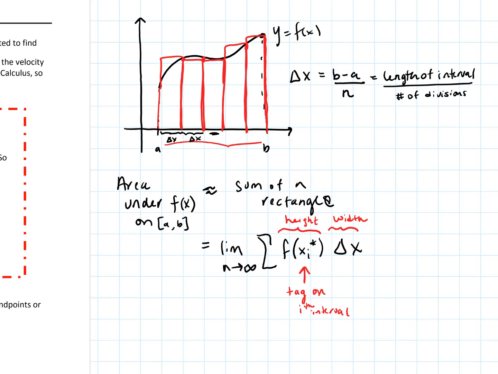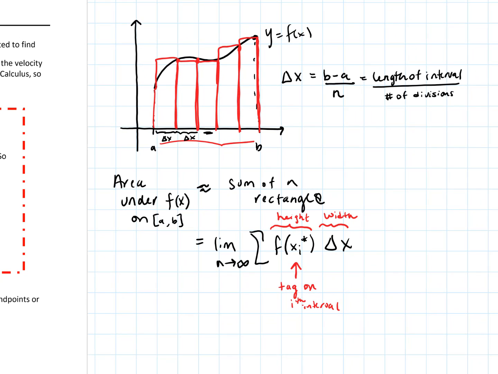Okay, so this is the sum of n rectangle areas. And remember, rectangles are always height times width. That's how we calculate the area of a rectangle. So we take n rectangles, we add them up, so this goes from i equals 1 to n, and then we let n go to infinity. So it's a quick review of where we're coming into this section from. We did this in the last section.